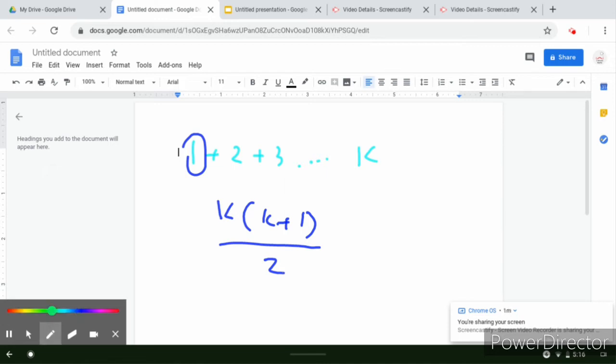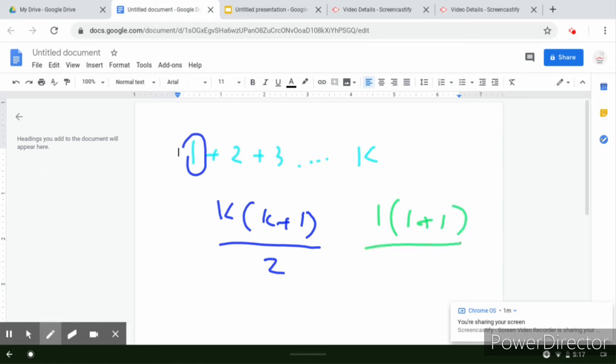So we have 1 times 1 plus 1 over 2. We know that 1 plus 1 equals 2, 2 times 1 still equals 2, and 2 divided by 2 equals 1. Since we're using 1, the only number in the partial sum is 1 itself. So now we know 1 equals 1. For this natural number, we know that statement P works. Now let's go on to the second step, which is induction.